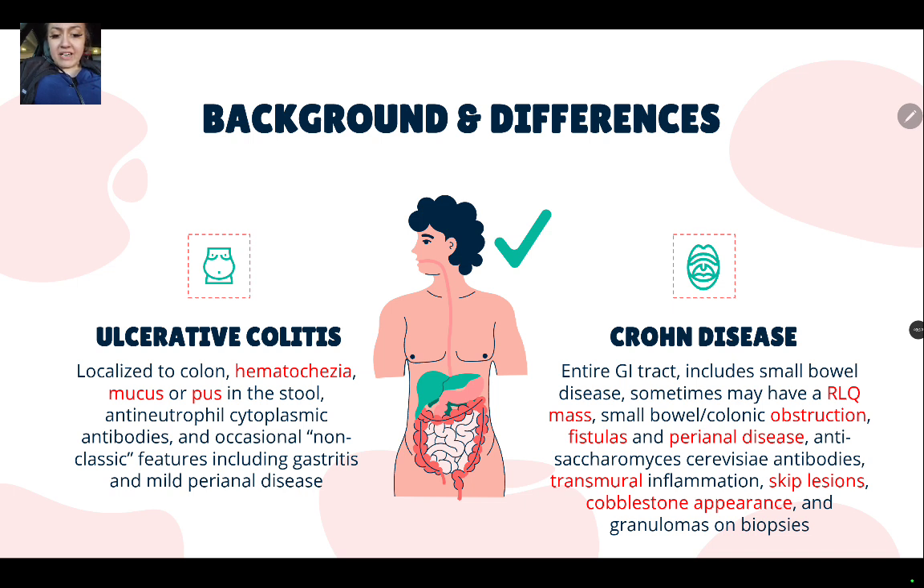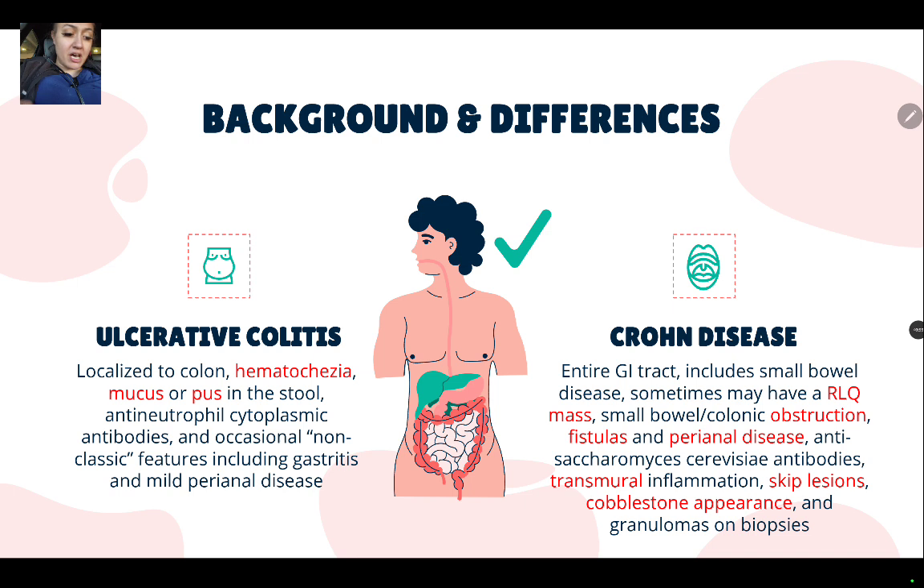Crohn's disease, on the other hand, again, affects the entire GI tract, including the small bowel, and sometimes may have a right lower quadrant mass, small bowel or colonic obstruction, fistulas, and perianal disease, and Saccharomyces cerevisiae antibodies. Sorry, I'm going to say this really messed up. Also transmural inflammation, again, skip lesions, cobblestone appearance, and granulomas on biopsy. So again, some of those really important signs and symptoms that I cannot stress enough because they are super important for you to know.